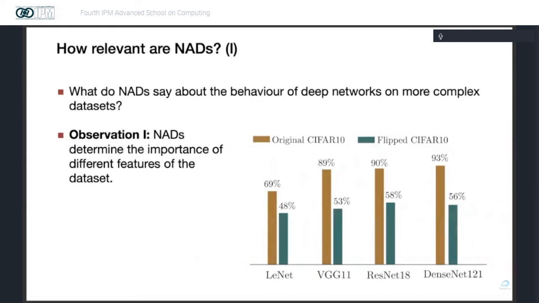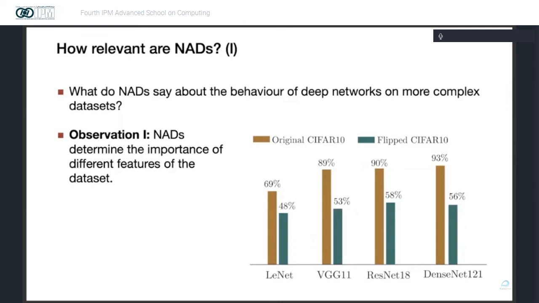So far we have seen that we have managed to capture the directional bias for linearly separable data sets. But what does it imply for more complex tasks? Because you can say, okay, I'm a practitioner, I don't care about linearly separable data sets. Who cares? I want to train these networks on complex data sets. So indeed, this is an ongoing research question.